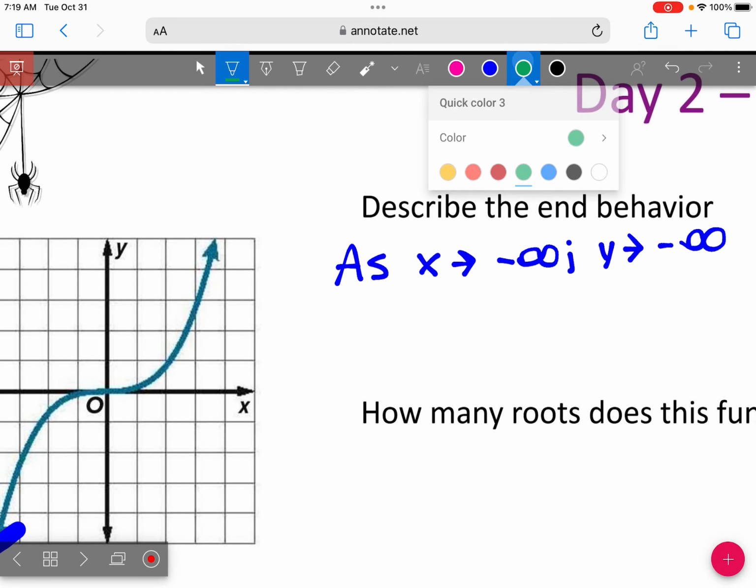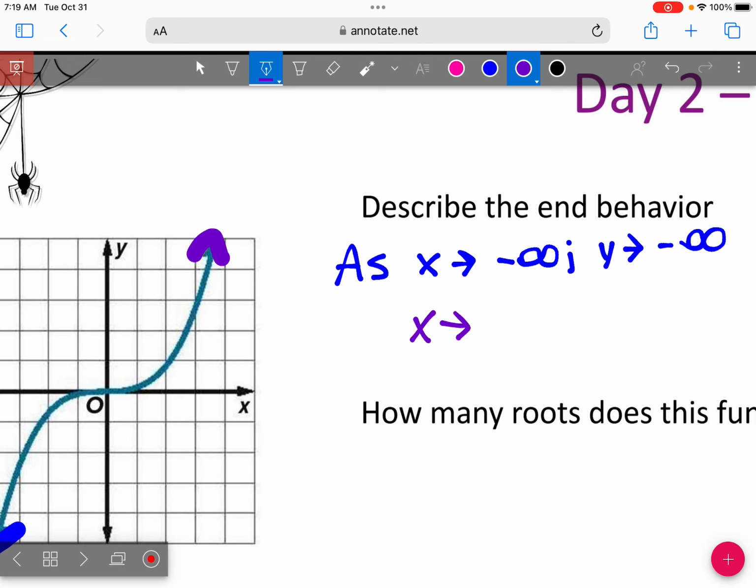And then similarly for my right arrow, we're going to say as x approaches positive infinity, meaning it goes to the right, my y approaches positive infinity.